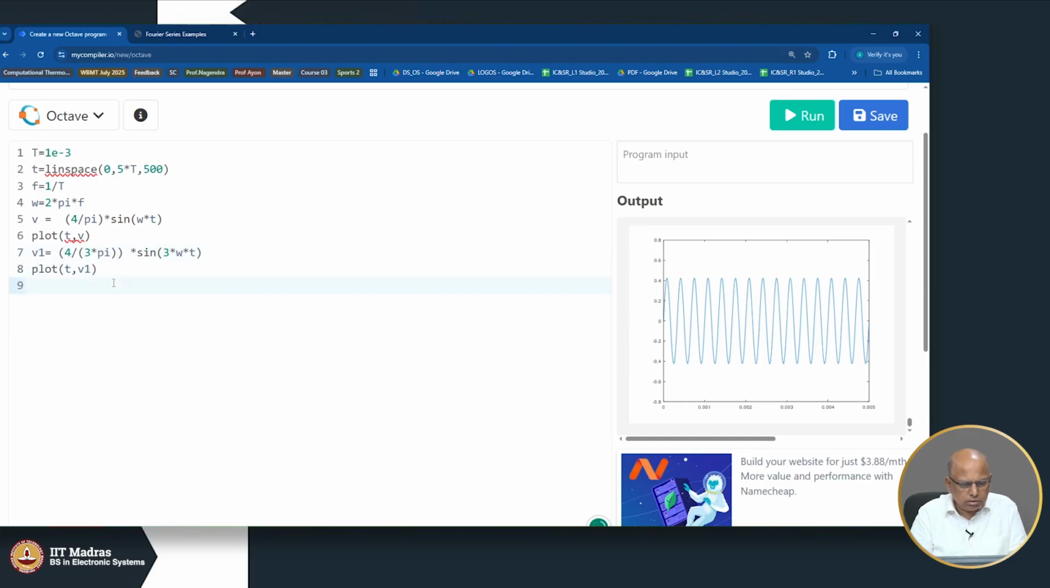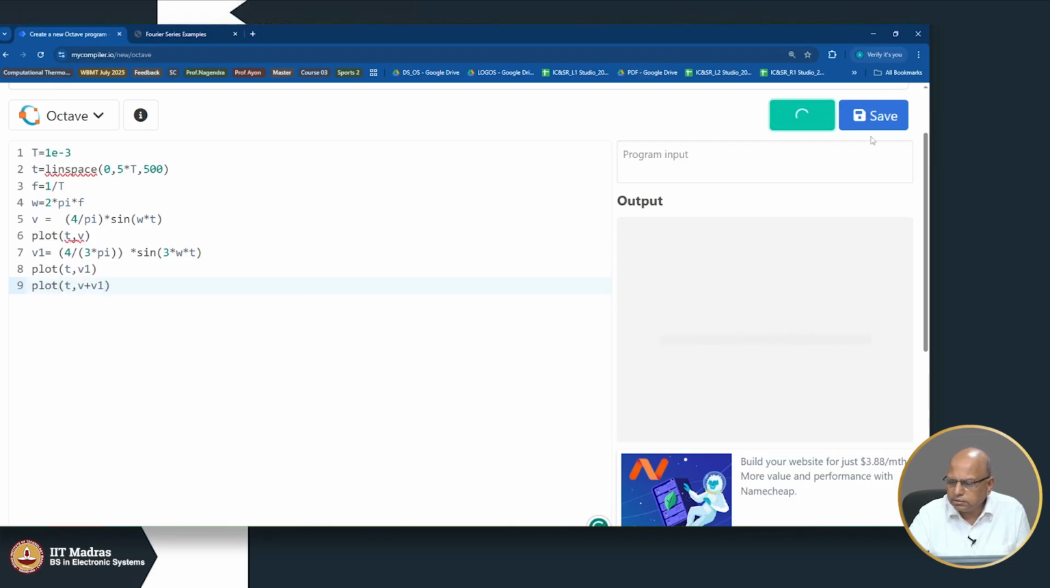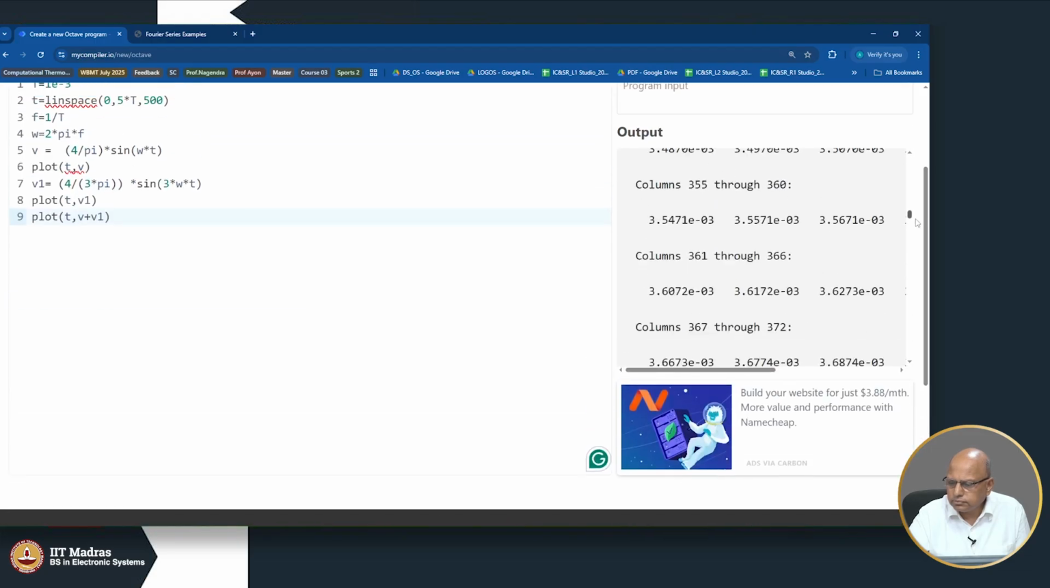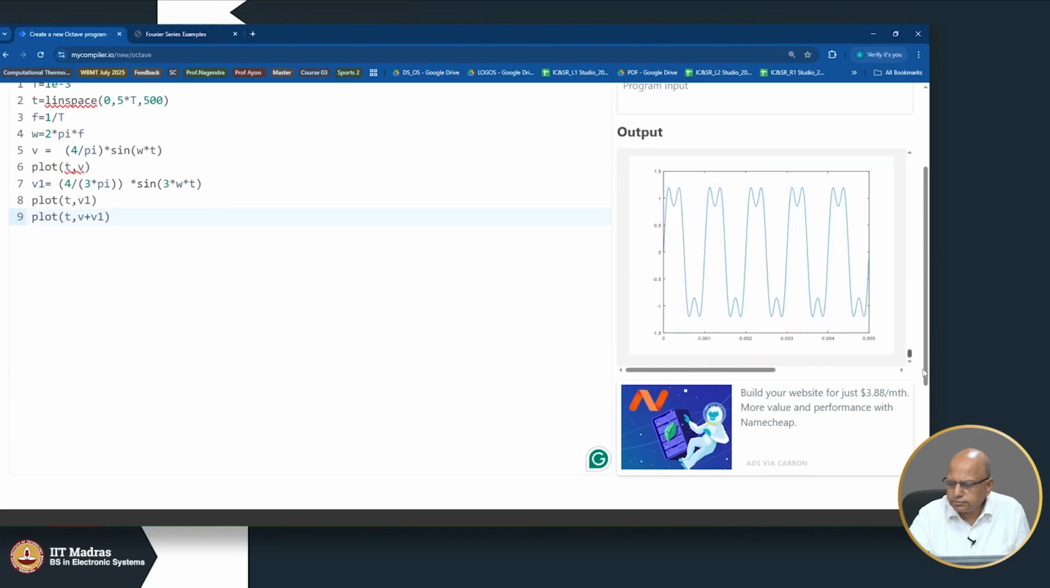Then we will plot t, v plus v1, okay, the original and the harmonic. Then we will see how that looks like. Okay. So, you can see that the original plus the harmonic is beginning to look a little bit like a square wave, right.